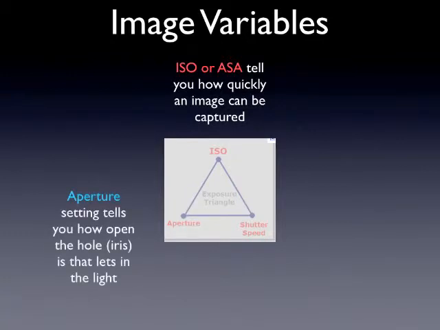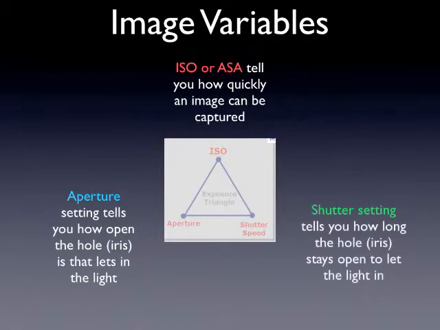The aperture, you remember, is the opening. It tells you how open the hole is that's letting light in. That's how big the window is that's letting light in. The bigger the hole, the more light that gets in. And the third thing is a shutter. That's how quickly you take your picture. It tells you how long the hole, the iris, stays open to let the light in.